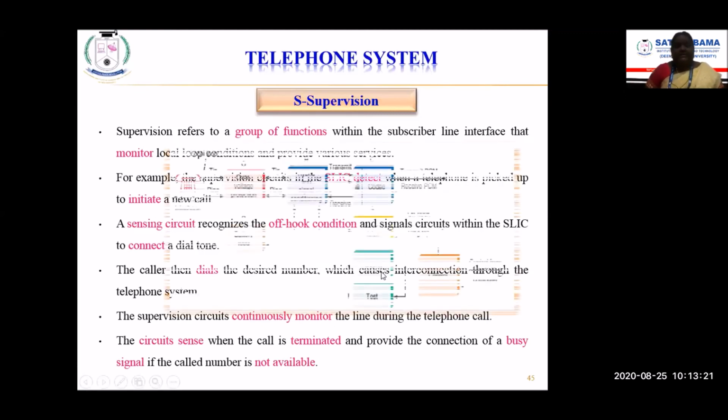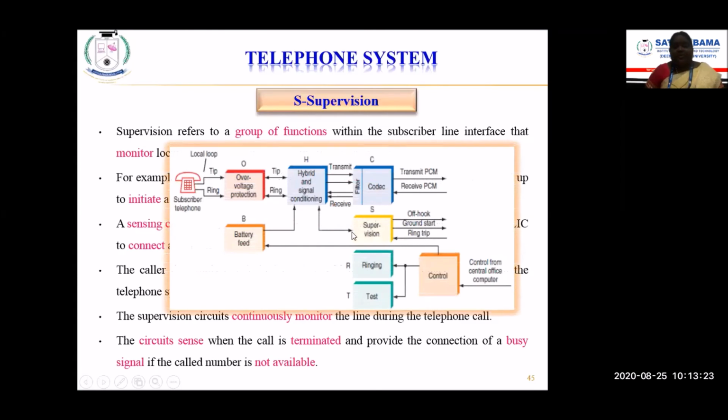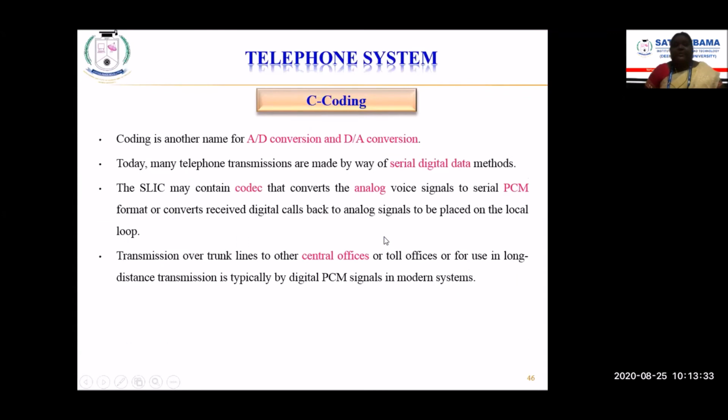So that is the supervision function here. There is the off hook position, that is the hybrid condition, that is, the handset being lifted up and down, everything will be taken care of by this supervision control function. Next one is the coding. This is very, very important. Coding is another name for analog to digital conversion or digital to analog conversion. That is happening with the help of the encoding technique.